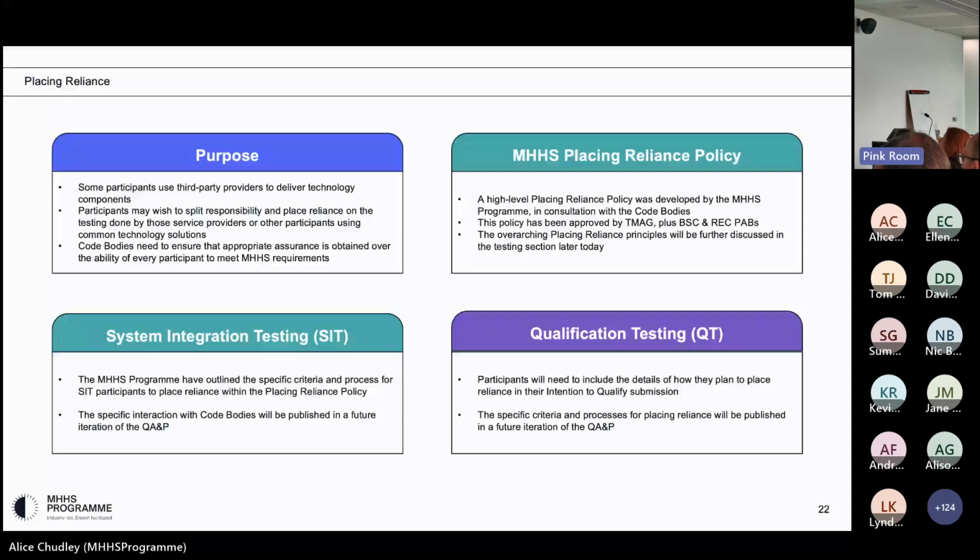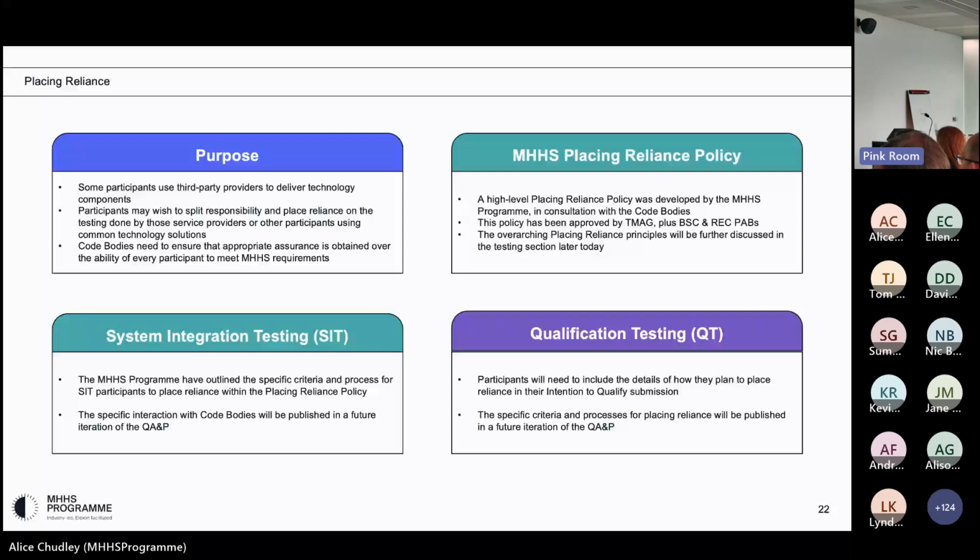If you're another party in the market who is going to be placing reliance on someone who's been through SIT or a different part of qualification testing, the process for that is being defined by the code bodies as we speak now, and it'll be developed along with the qualification working group.